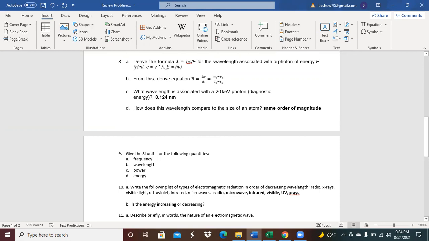So from this, derive this particular equation. So if you know what the velocity is, and you can divide that by time, then you come up with basically the difference in the velocities divided by the difference in the times. That's going to end up giving you the acceleration.